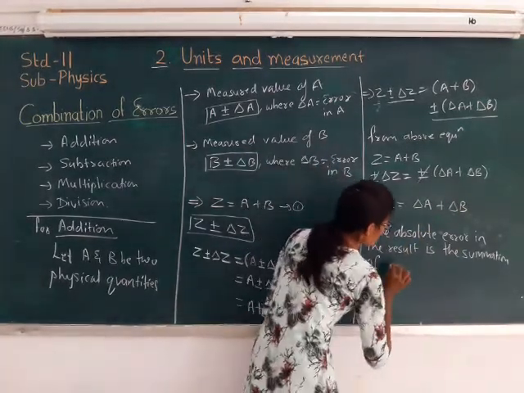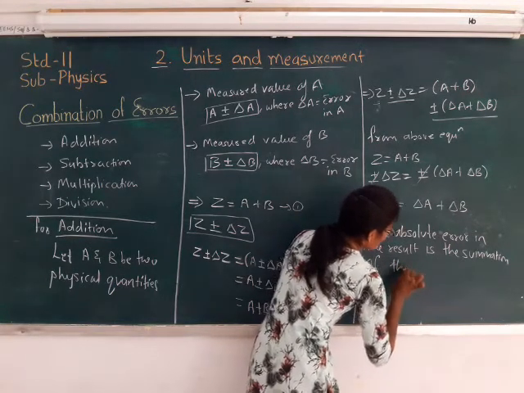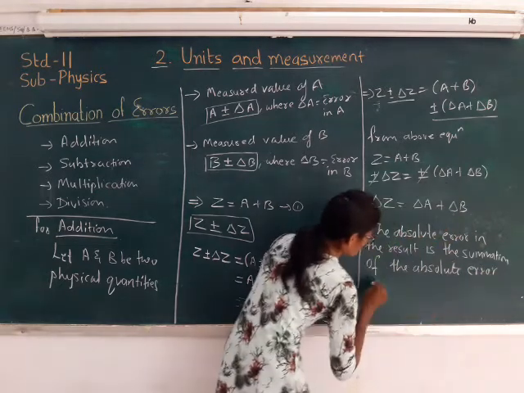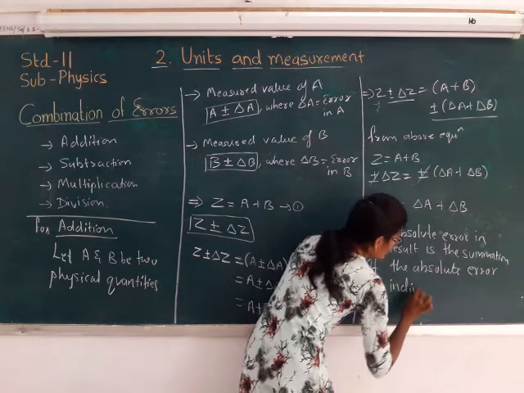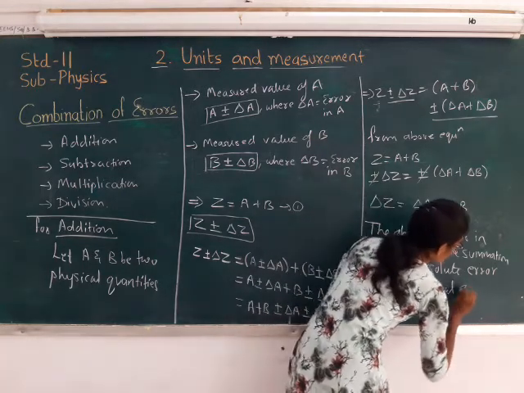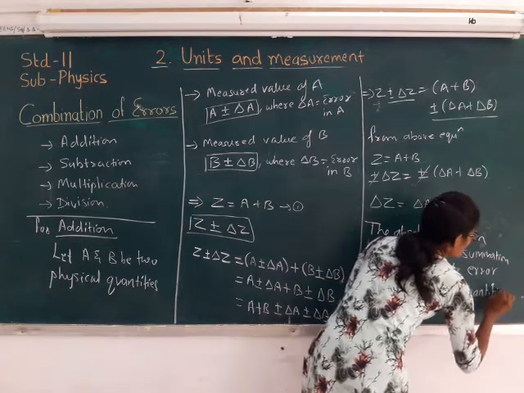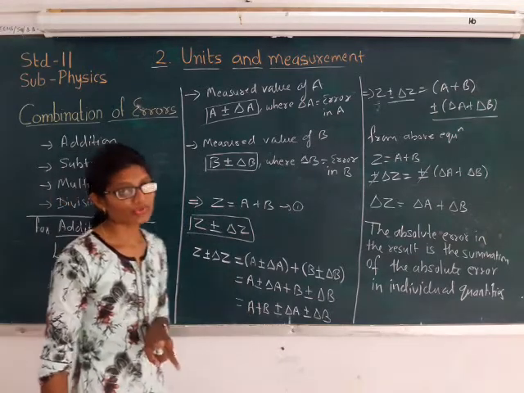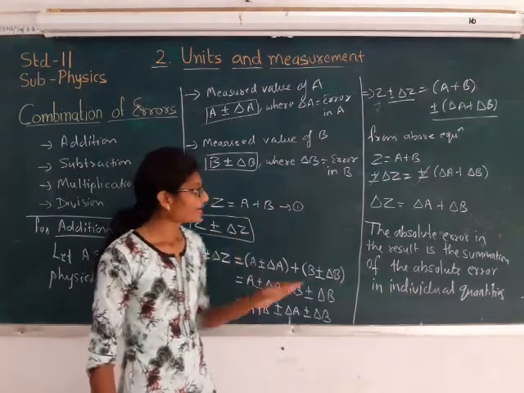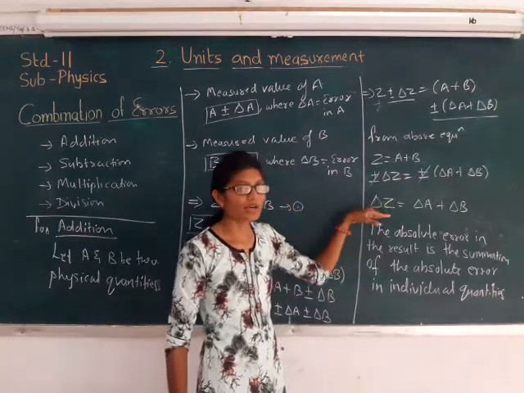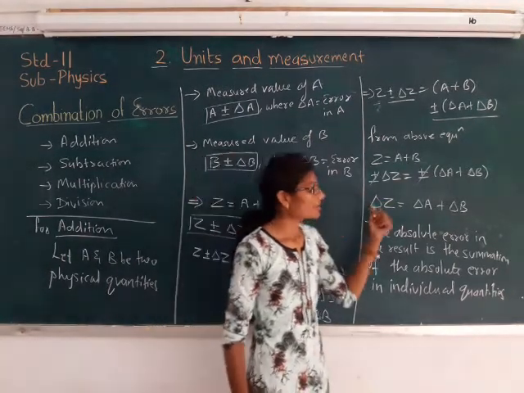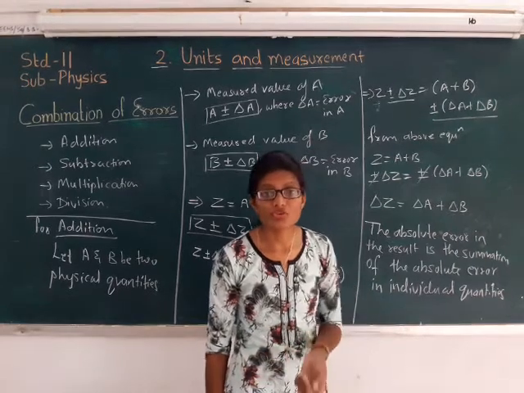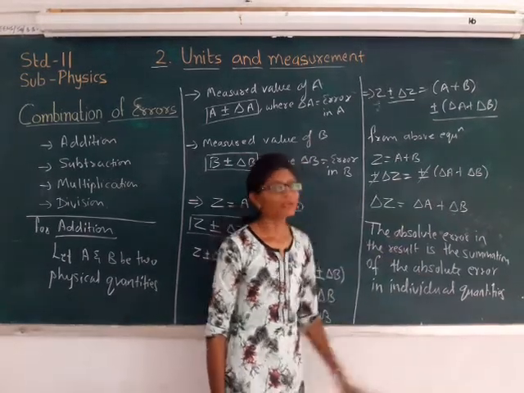So I can write it as the summation of the absolute error in individual quantities, right? So you may note down this, that when we are adding two physical quantities, then the error that we are getting in the result, that will be the absolute error in the result, which is equal to the summation of absolute errors in the individual physical quantities, right? So you may note down this.